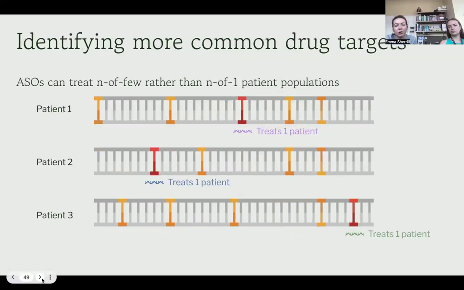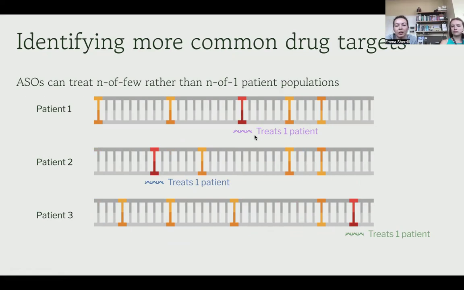This is also a useful strategy if you're trying to identify a more common drug target to treat a larger population of patients. For a lot of these ultra rare diseases, the disease-causing mutations themselves are also ultra rare, and there may only be one patient in your cohort that has a particular disease-causing mutation, but you may have many patients that have this disease.